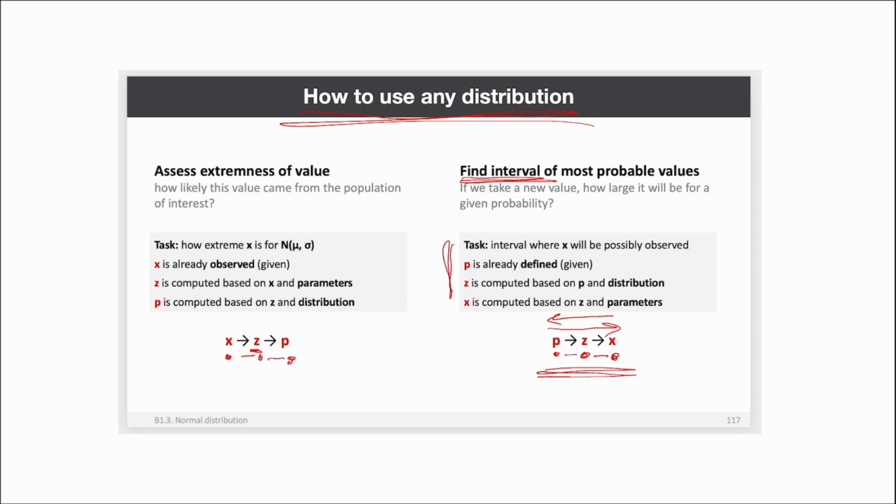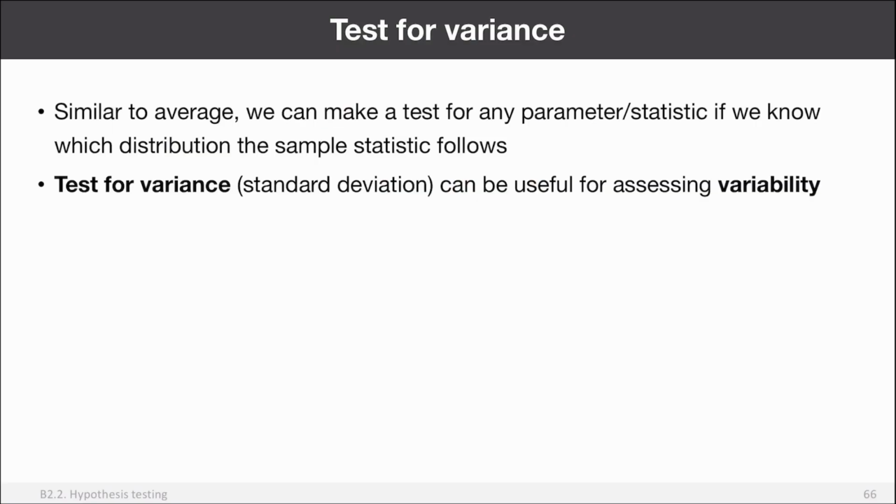Now, my point is that you can do it for any distribution. And if you have a sample statistic that follows a theoretical distribution, so it's distributed randomly around a given population parameter, it doesn't matter, is it average, variance, or any other parameters. If you know the theoretical distribution, you can apply this approach, you can compute confidence interval, and you can make a hypothesis testing. So let me show you how to do it for variance.